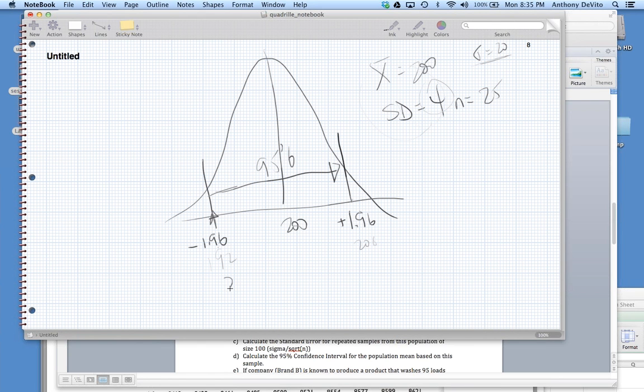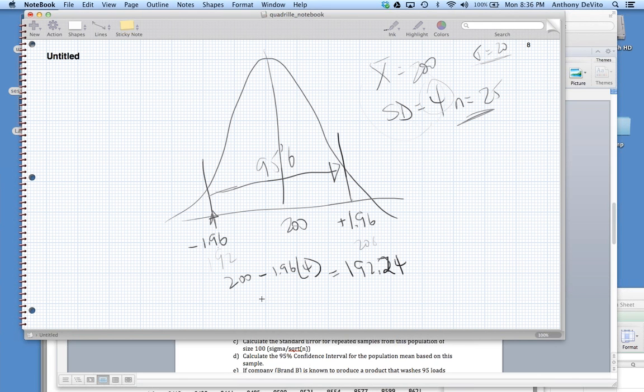It's going to be 200 minus 1.96 times 4. What is that equal to? 192 point, let's see. Did I get that right? Oh, hang on a second. Don't get ahead of me. I'm still doing the sample size of 25. You guys are way ahead of me.